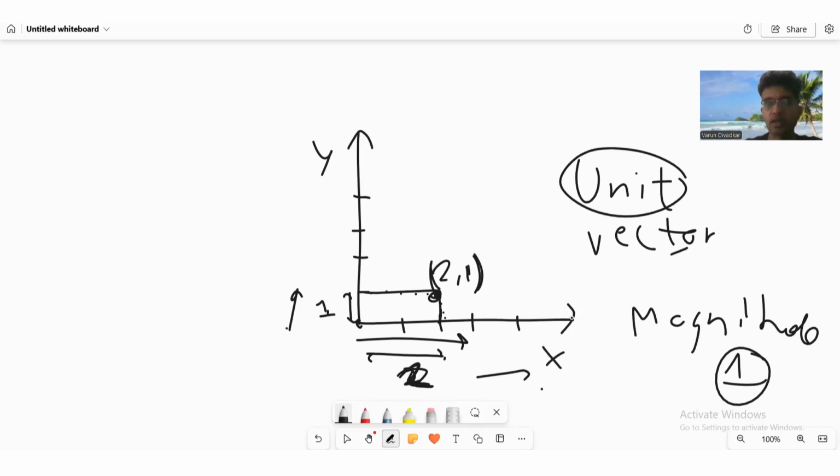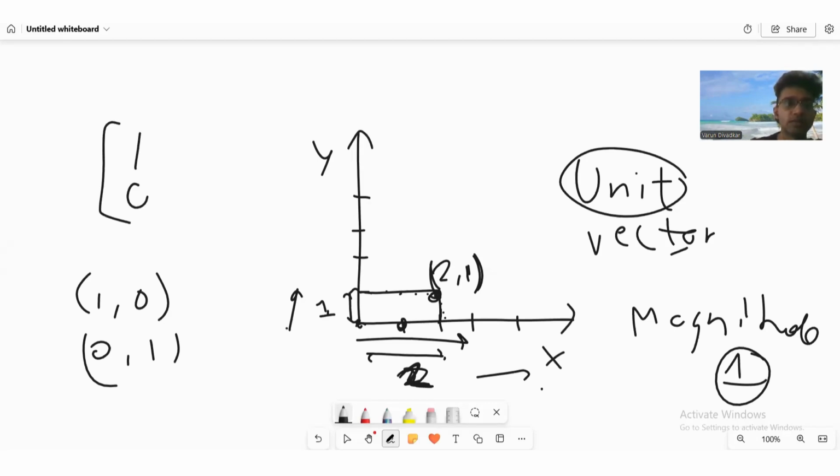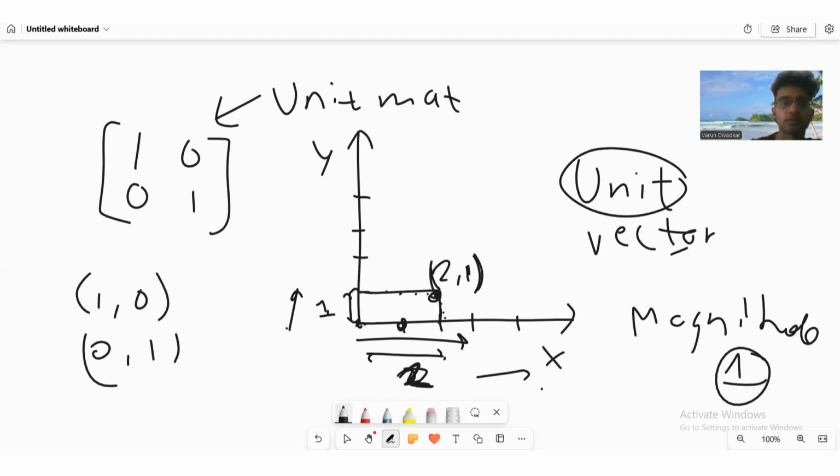and 1 unit multiplied by 1 in the y direction. And in a matrix form, if you want to represent the coordinates of a point, or maybe the coordinates of the unit vector, it's like 1, 0, that's the unit vector in the x direction, and 0, 1, that's the unit vector in the y direction. So in matrix form, we represent that as 1, 0, 0, 1. And this is also called a unit matrix, right? As simple as that, right?